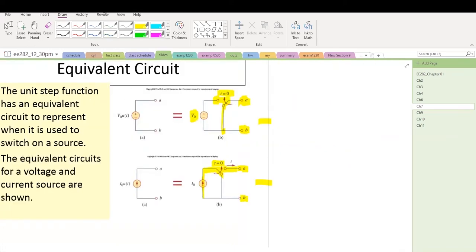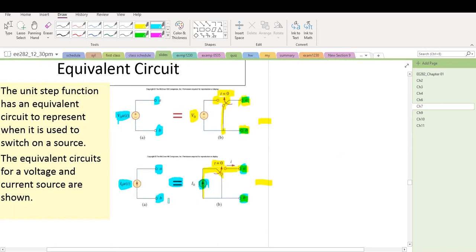So now we can see this circuit here can be expressed by terminal A and B, the same terminal here, and this function becomes V0 multiplied by u of t. So this exactly describes this phenomenon. Again, for this terminal A and B, there's a current source. The equivalent circuit is I0 multiplied by u of t. The terminal is the same, A and B. So these two circuits are equivalent, and these two circuits are equivalent.